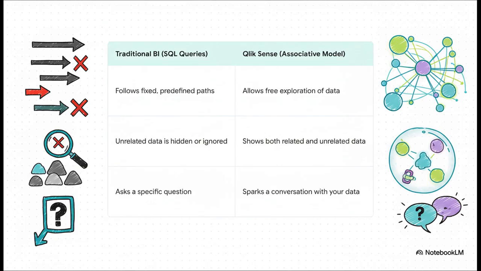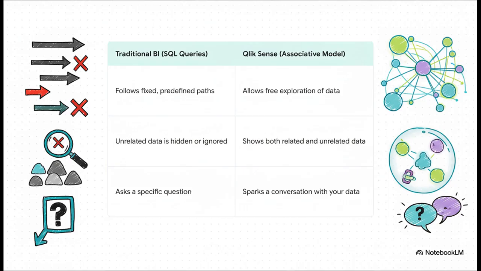Okay, this right here is the key differentiator. Traditional BI tools, they work on a fixed path. It's like asking a question and getting a very specific answer. You follow a script. Qlik Sense is totally different. It's not a monologue, it's a conversation. When you click on something, it doesn't just show you what's related, it also shows you what's unrelated.